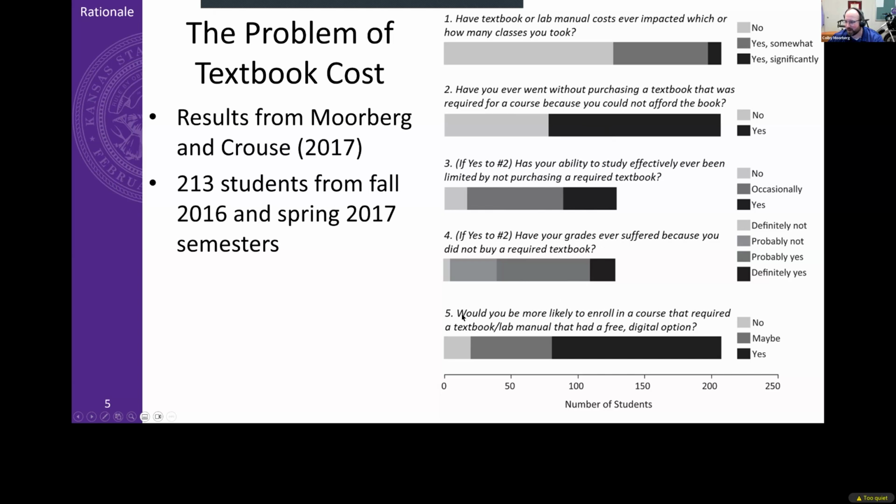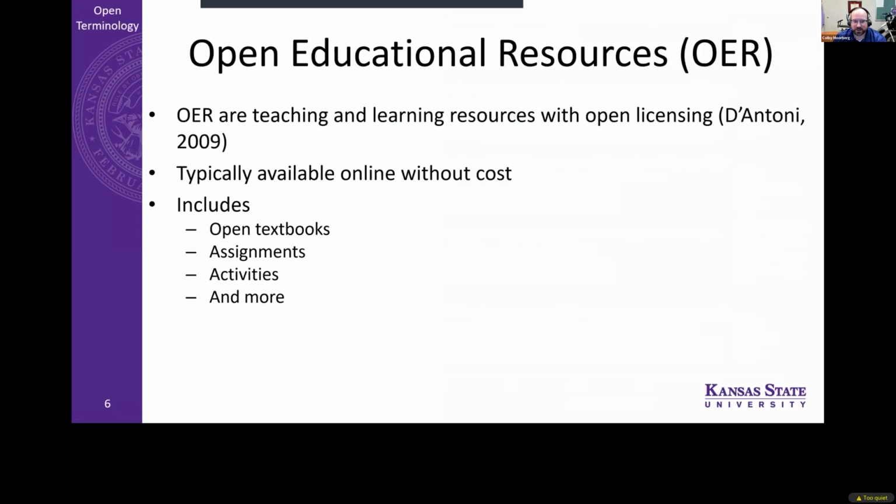Another takeaway from that survey was that students said they would be more likely to enroll in a class that required a textbook or lab manual that had a free digital option. So if there's no cost for ancillary materials for a course, would they be more likely to take it? The vast majority said either yes or maybe. So there's definitely a demand for more affordable options for these students. That's the rationale. Now I'm going to move into some terminology related to open education.